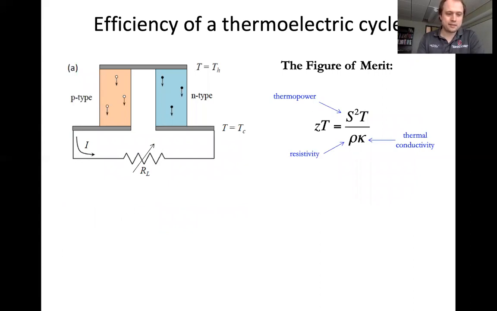And the reason why this effect is too inefficient for large-scale applications, why you don't have a solid-state refrigerator, you have something with lots of moving parts, can be understood by looking at the efficiency of a thermoelectric cycle. So in particular, imagine that you make a junction between N-type and P-type material, you put some load resistance, you allow yourself to tune the load resistance to get optimal efficiency.